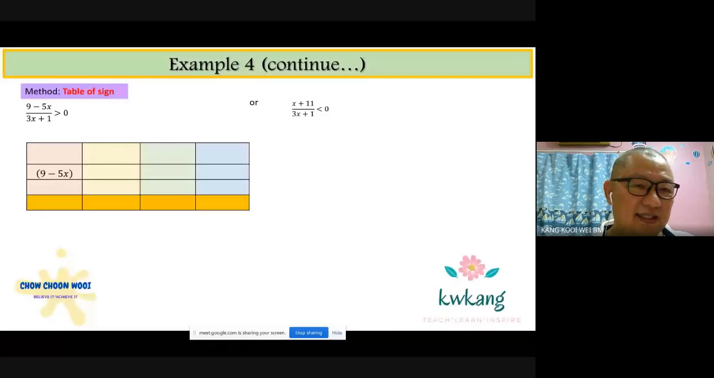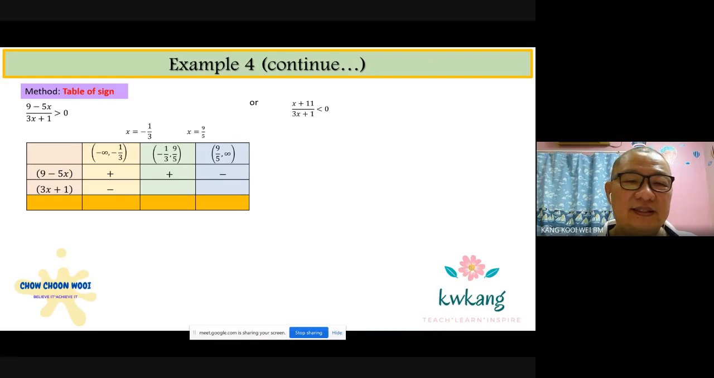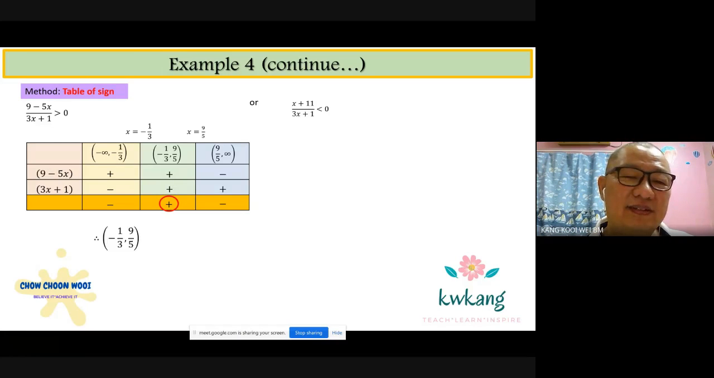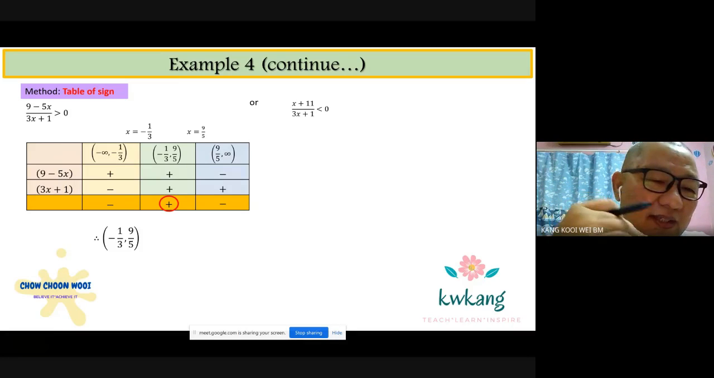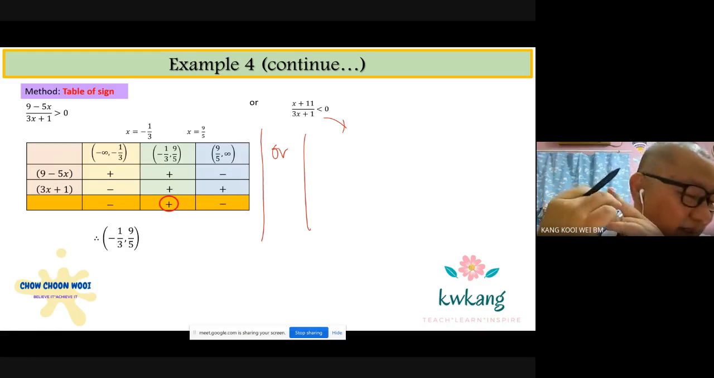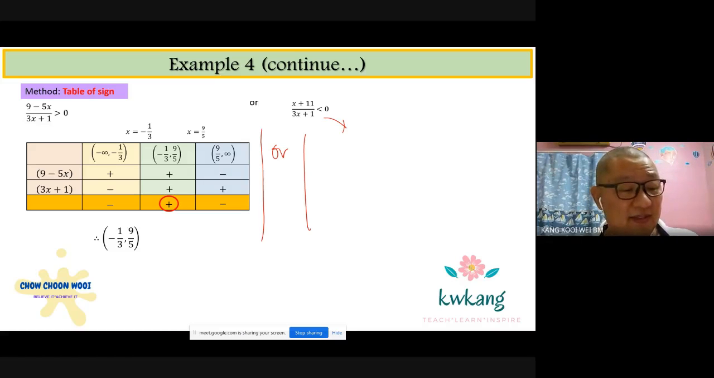So the first factor, 9 minus 5x. The second factor, right? 3x plus 1. So then there are two critical values here. What? Negative 1 over 3 and 9 over 5. Laju sangat ke tak? Tak sempat. Okay, yang kanan table of, okay. What about the solutions for this one? It is minus 1 over 3 to 9 over 5. Kita tulis sini. Okay, what about this part? So you try to solve this part, then you tell me your answer. Selesaikan. Kemudian you dapat tahu, bagi tahu saya jawapan kamu.